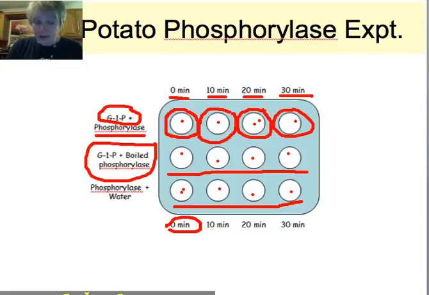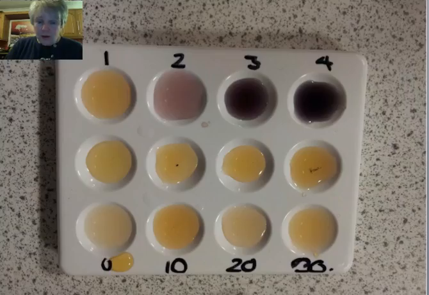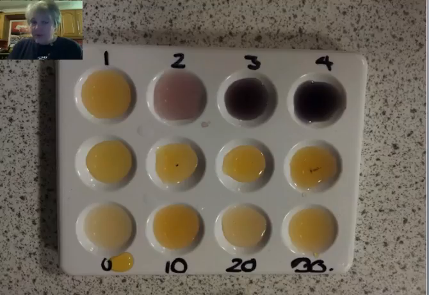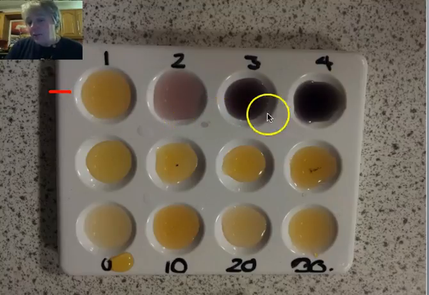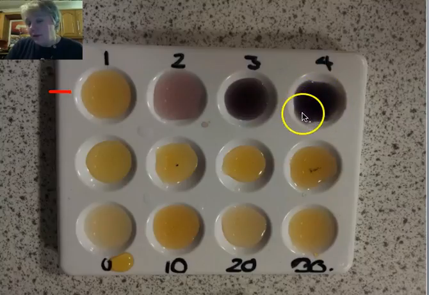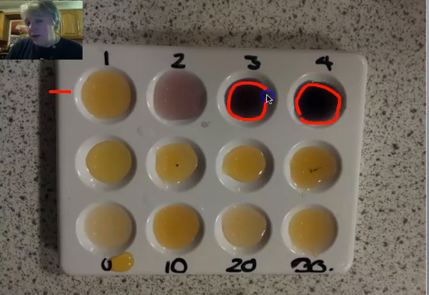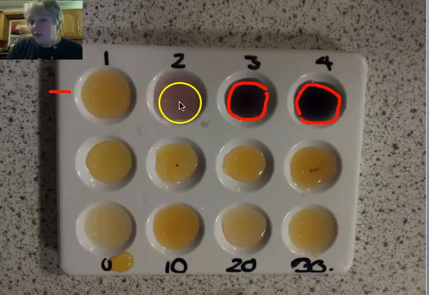So let's have a little look at a dimple tray with the results of this experiment on the next diagram. You'll see that on this row that had the glucose 1-phosphate and the phosphorylase, as you move along and the time gets further along, the iodine has turned a blue-black colour. That indicates the presence of starch. It's starting to form in this one here as well.